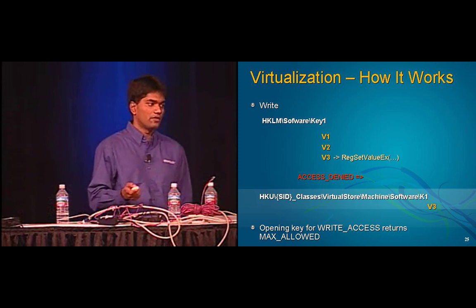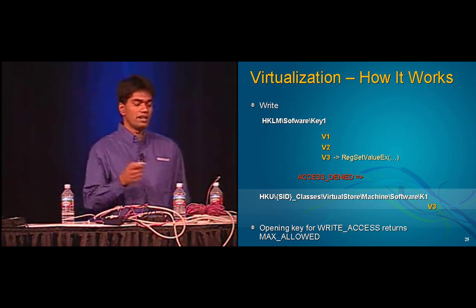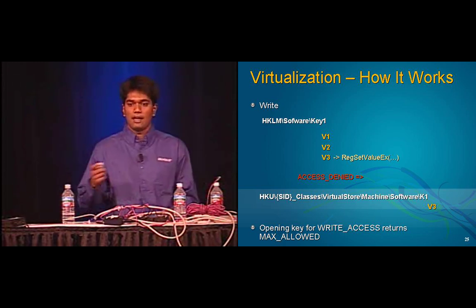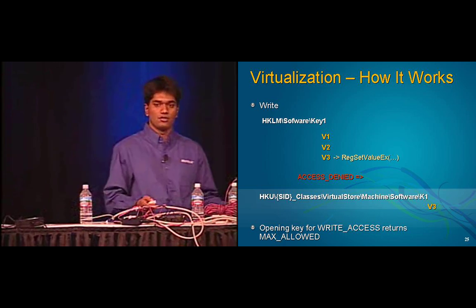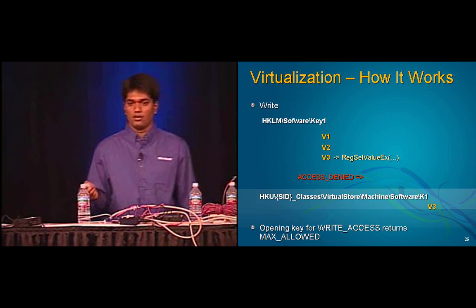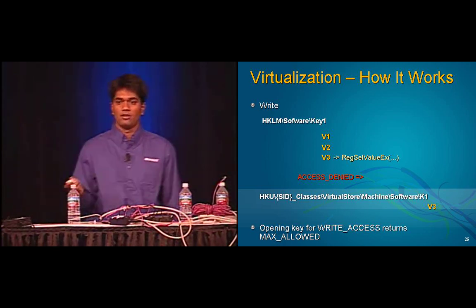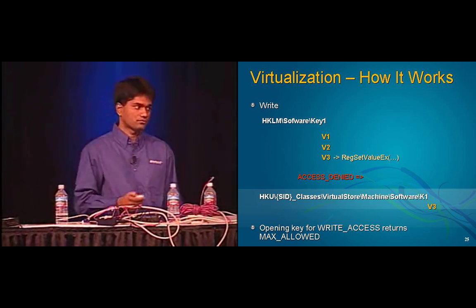And read is very similar too. When a legacy app tries to read Key1, it will read Value1 and Value2 from the system-wide store, and the registry automatically merges the view and gets Value3 from the per-user local store. Another important thing to note in virtualization is that when you open a key for write access, the registry will return maximum allowed access for keys that are virtualizable.